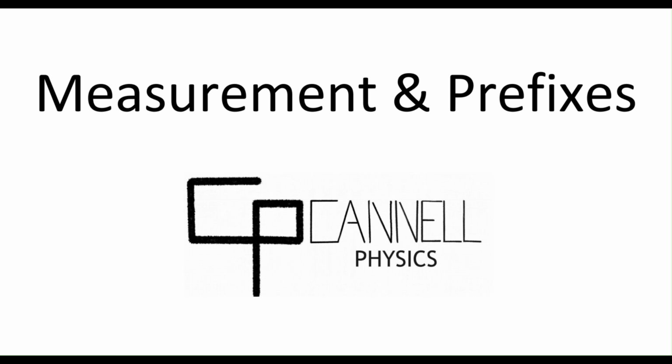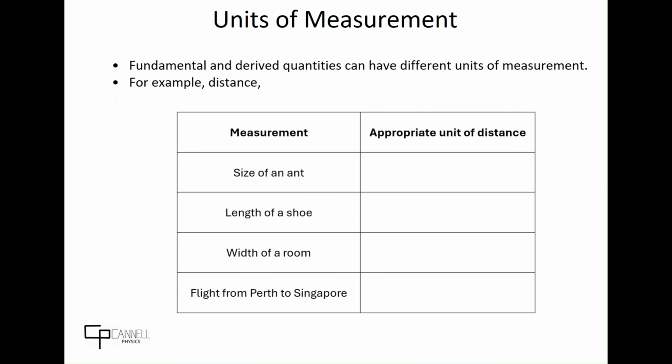Today we are looking at measurement and prefixes. As we discussed in the previous video, there are several quantities that we will encounter in physics, and these quantities, either fundamental or derived, have different units of measurement, or simply just units for short. With the example of distance, there are several units we could use, but the appropriate unit of distance will depend on the measurement we're actually making.